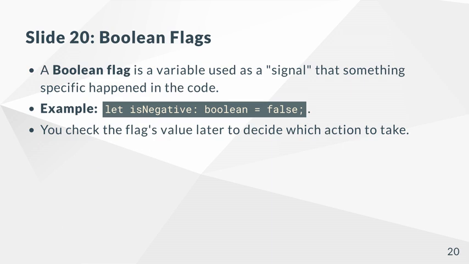This brings us to a very important concept, the Boolean flag. A flag is just a variable, usually a Boolean, that we use as a signal to keep track of whether a specific event has occurred during the execution of our program. We might initialize a variable, like isNegative, to false. If we encounter a negative number, we flip the switch to true. Later in the code, we can check the state of that switch to decide which final message to display to the user.